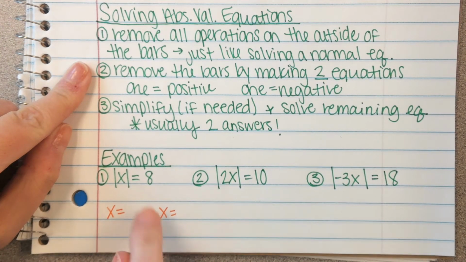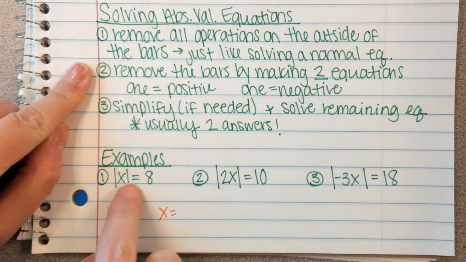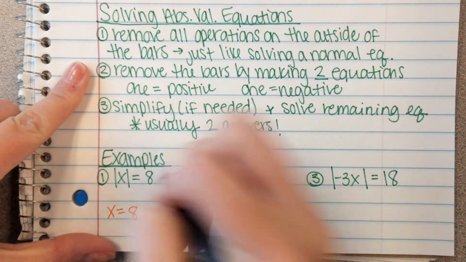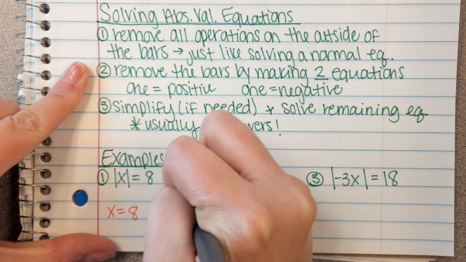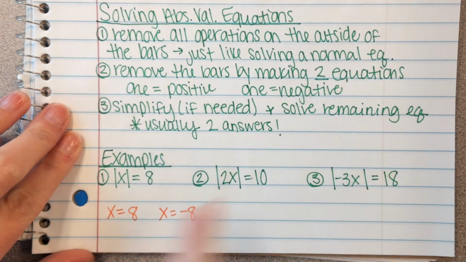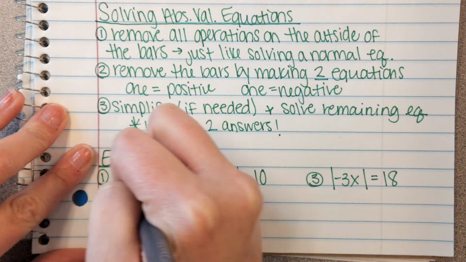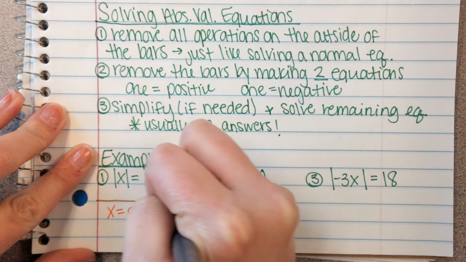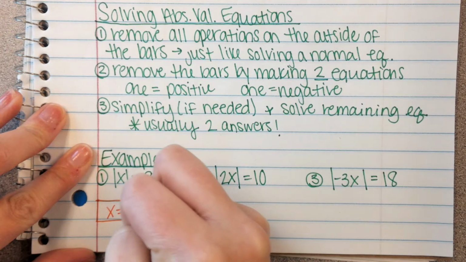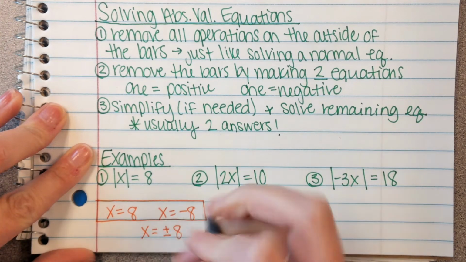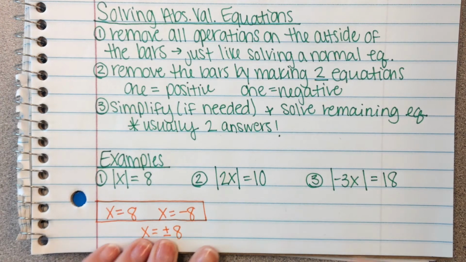Okay, so there are two equations. Now, one equation has to equal the positive, so that's a positive 8. One has to equal the negative, so the negative of 8 is negative 8. Then step 3, simplify and solve. There's nothing left for me to simplify or solve, so I'm just going to circle or box these. Another way to write this answer would be x equals plus or minus 8. That means you could have the positive of 8 or the negative of 8.